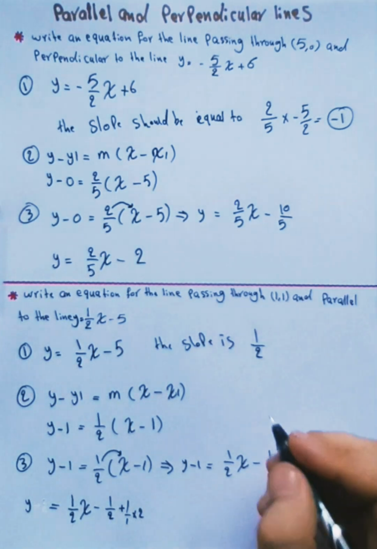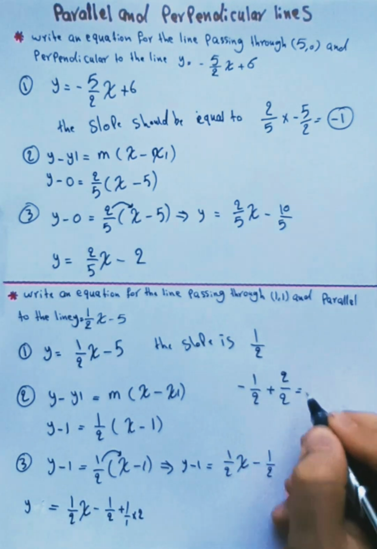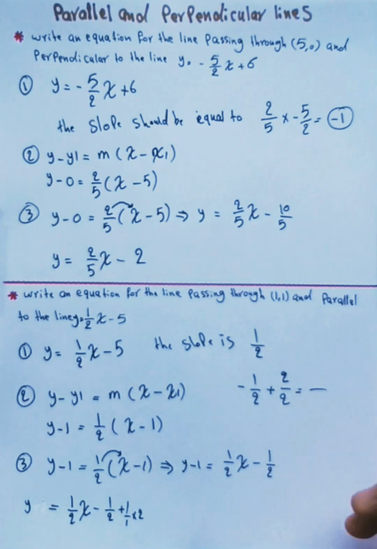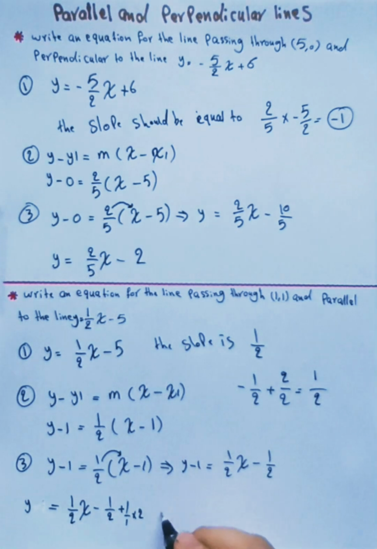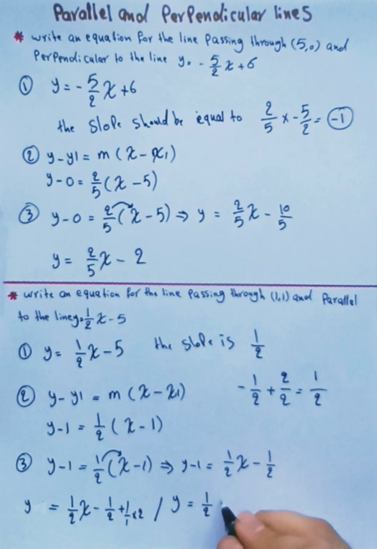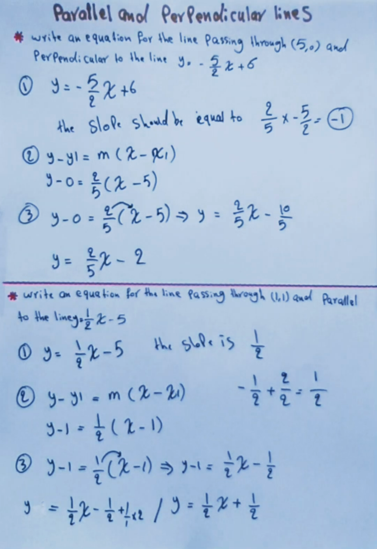So you have to solve this one. Negative 1 out of 2 plus 2 out of 2. You have to subtract these two numbers, so we will get 1 out of 2. You can say that our line is y equal to 1 out of 2x plus 1 out of 2. So this line, y equal to 1 out of 2x plus 1 out of 2, is parallel to our line y equal to 1 out of 2x minus 5.